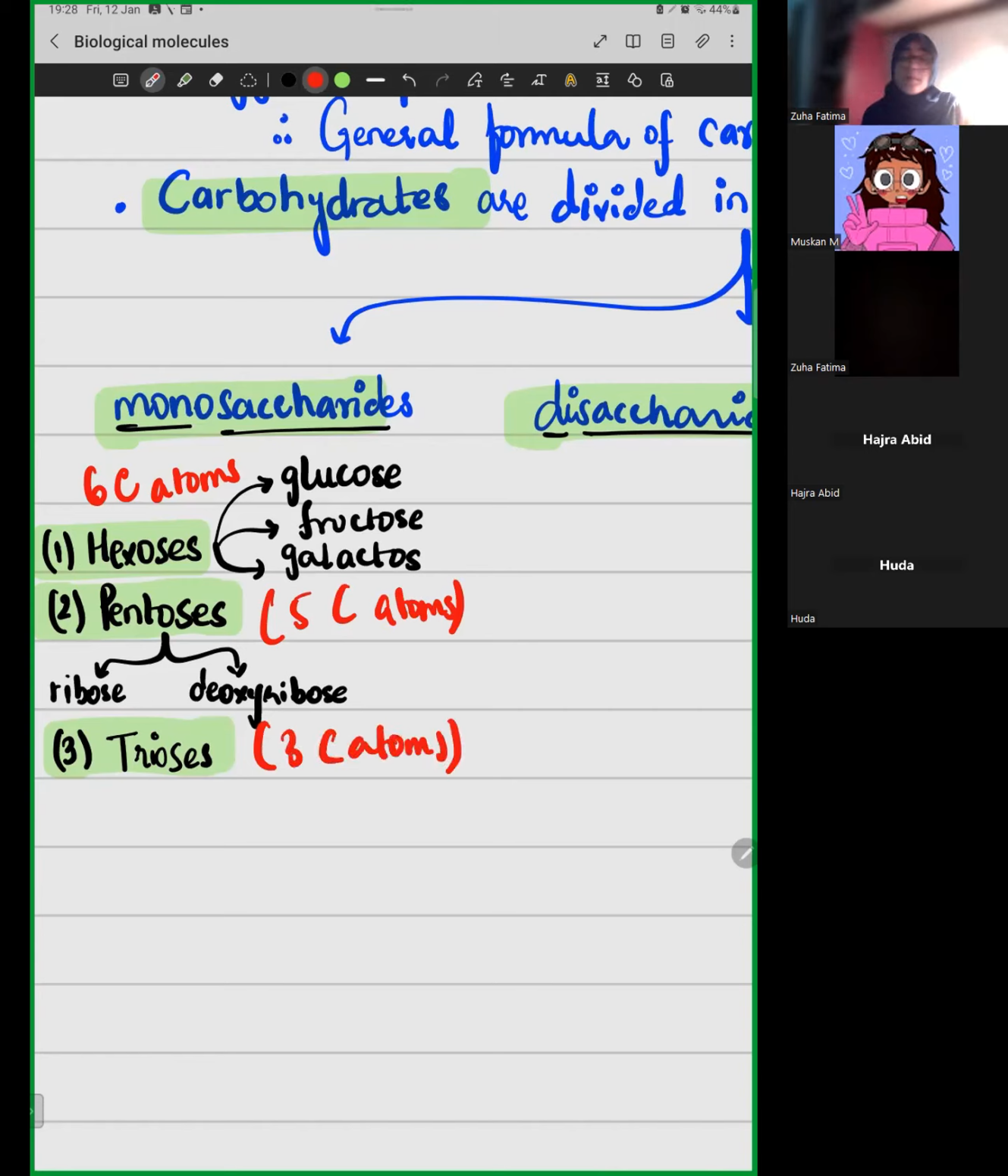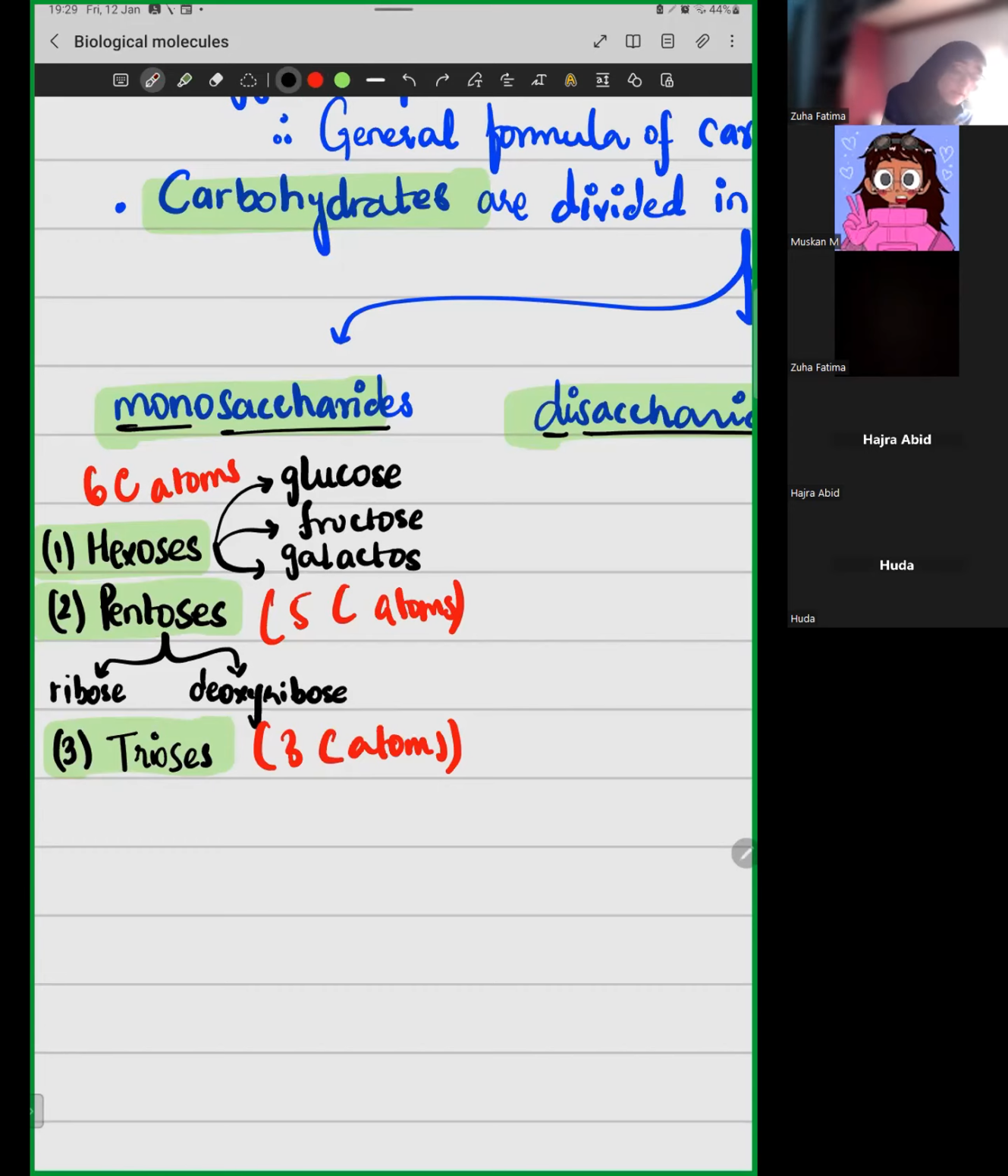Now, as far as our syllabus is concerned, we have to only deal with pentoses and hexoses. Now, there are 3 hexoses: glucose, fructose, and galactose. They have 6 carbon atoms, right? And we studied that the general formula of carbohydrates is what? It is basically CxH2yOy.